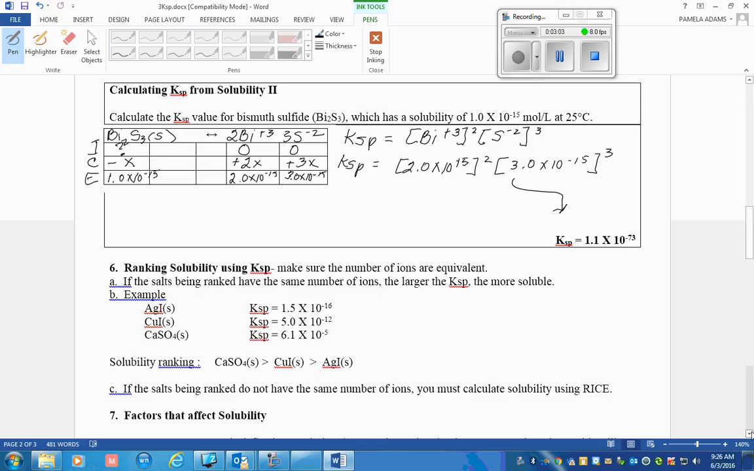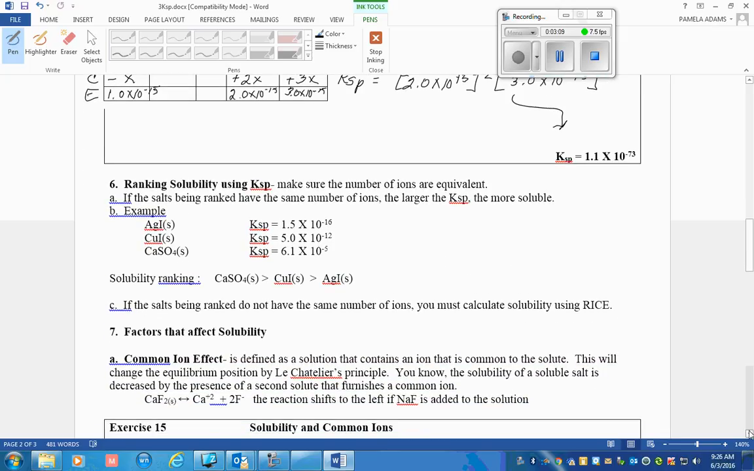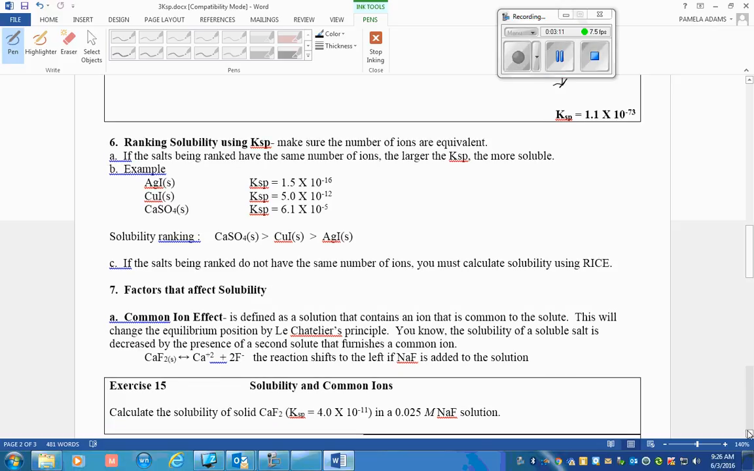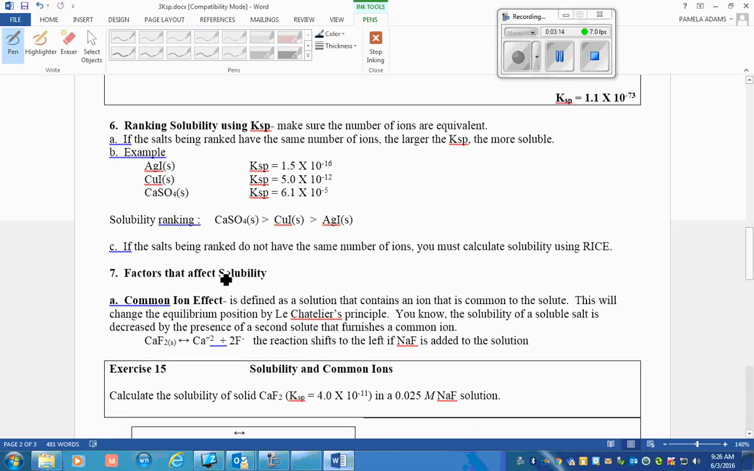It really doesn't dissolve. You will recall earlier in your study of equilibrium that you could tell the strength of an acid or a base just by looking at the value of the Ka or Kb. The higher the number, the stronger the acid or base. Well, we can sort of rank solubility the same way. The larger the number, the more soluble, with this important caveat: they must dissociate into the same number of ions.